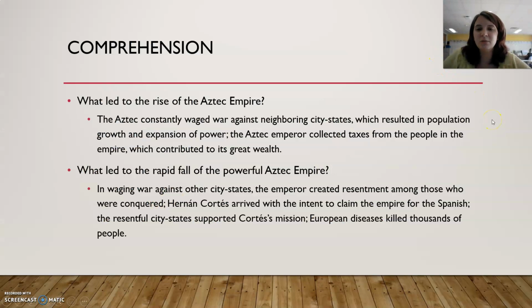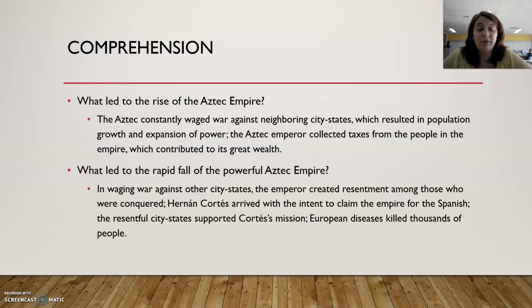Okay, so some comprehension questions that we're going to talk about. So what led to the rise of the Aztec Empire? Well, the Aztec were constantly waging war against their neighboring city-states, which resulted in population growth and expansion of power. The Aztec Emperor collected taxes from the people in the empire, which contributed to its great wealth. So basically, they were waging all these wars against these city-states and overtaking their land. So they were able to get more power and more people there. And then obviously he collected taxes, so he made more money.